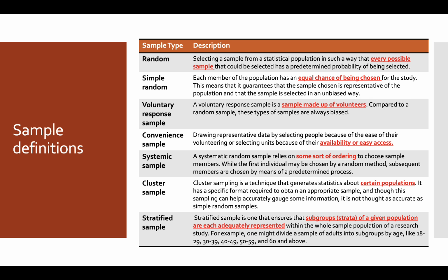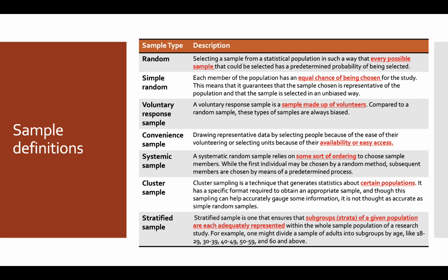Okay, so our definitions of samples. The first one is random. Now, a random sample is selecting a sample from your population in a way that every single possible sample that could be selected has a predetermined probability of being selected. So how do you do this? You're going to take that group of people and randomly select one to send to. And then we're going to go back to the drawing board and take a second and a third and a fourth, up until you get the number that you hope to get for a good response rate.